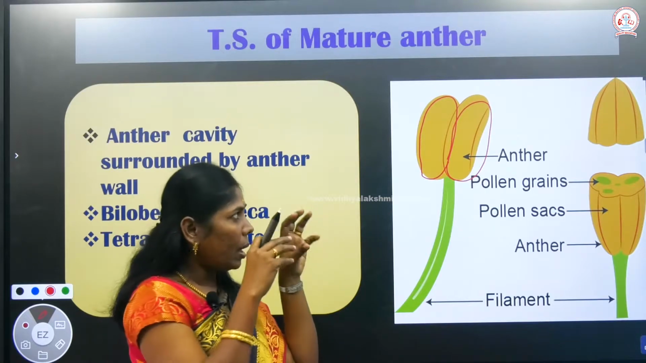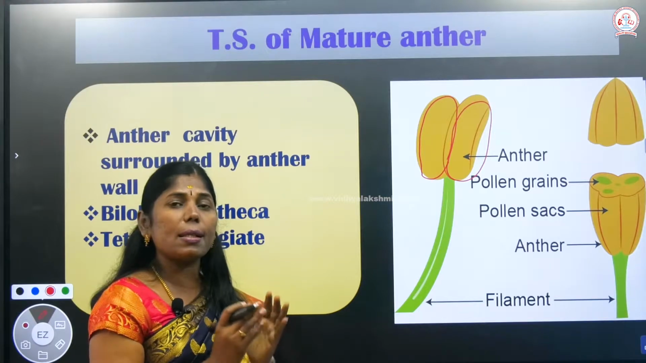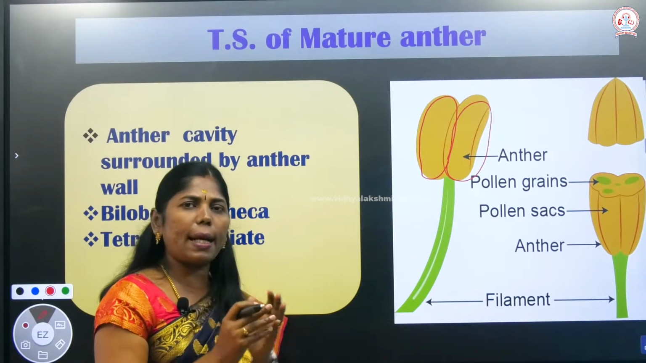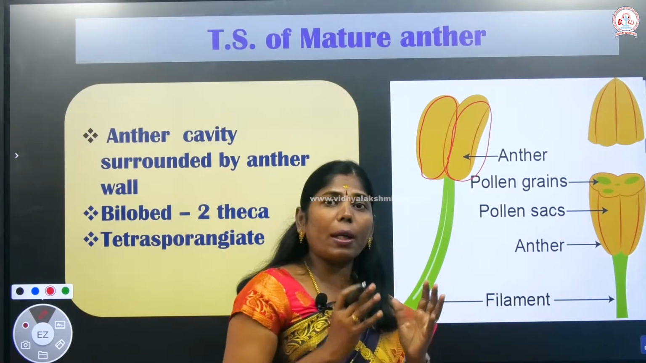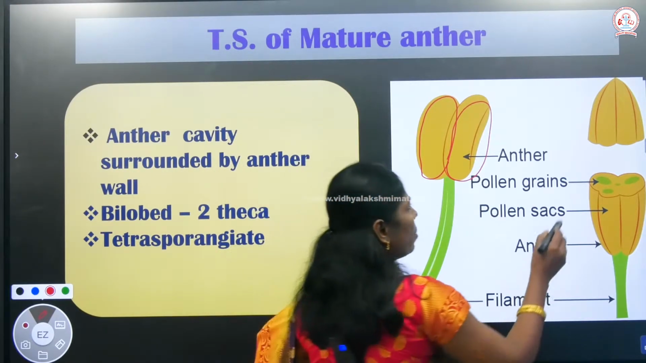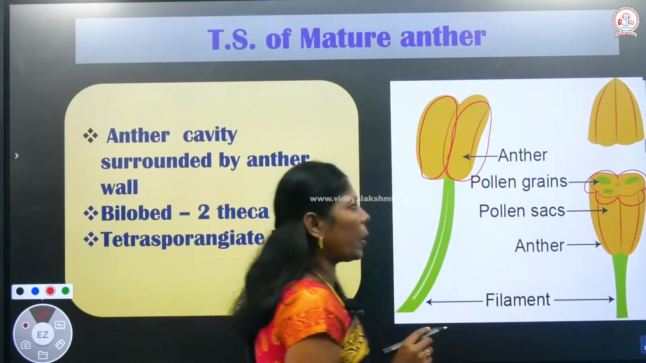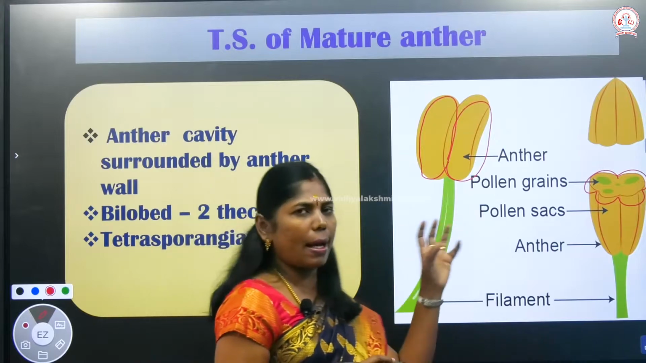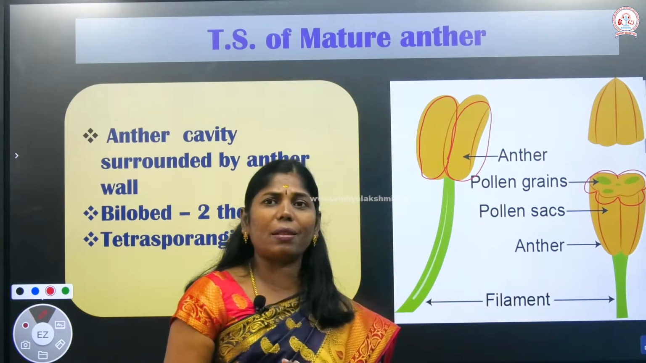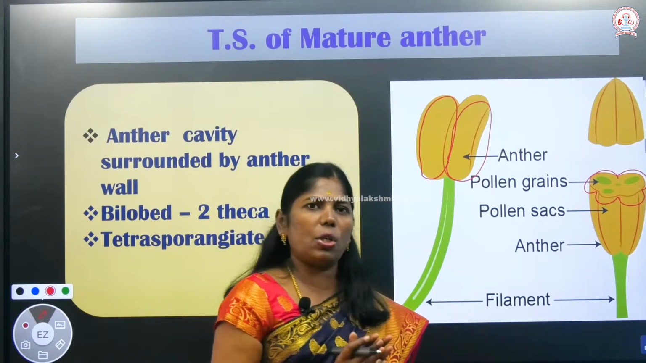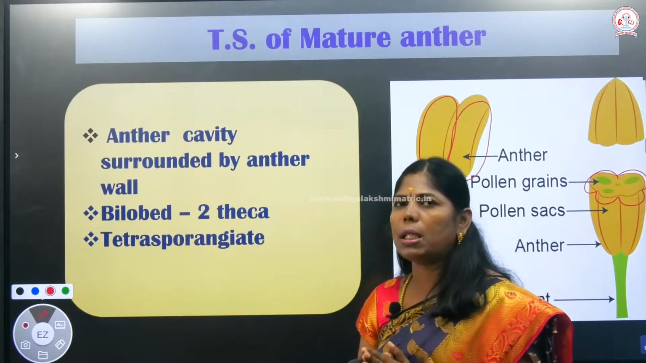In the inner region we can see 4 lobes, which are sac-like structures. Inside the sacs the pollen grains develop. The 4 sacs, that is 4 sporangia, are present. That is known as the tetrasporangiate condition. These are the pollen sacs, the microsporangia. It has 4 microsporangia. So it is bilobed, with 2 thecae, in the tetrasporangiate condition.